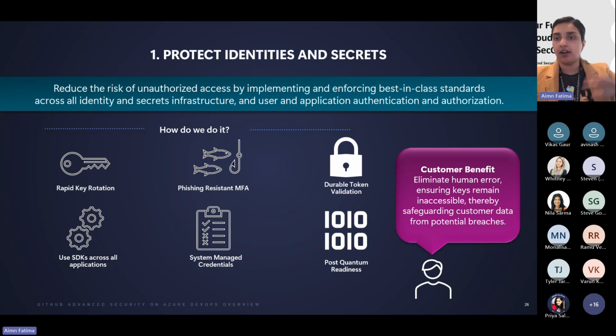Then we protect 100% of our user accounts with strong and phishing resistant MFA. We secure all of our apps with system managed credentials, for example, managed identity and managed certificates. And we avoid hard coding any secrets into our code bases. And then we make sure that our identity tokens are safe from tampering and they come with strong validation. Finally, we prepare for the future threats by adopting post-quantum cryptography.